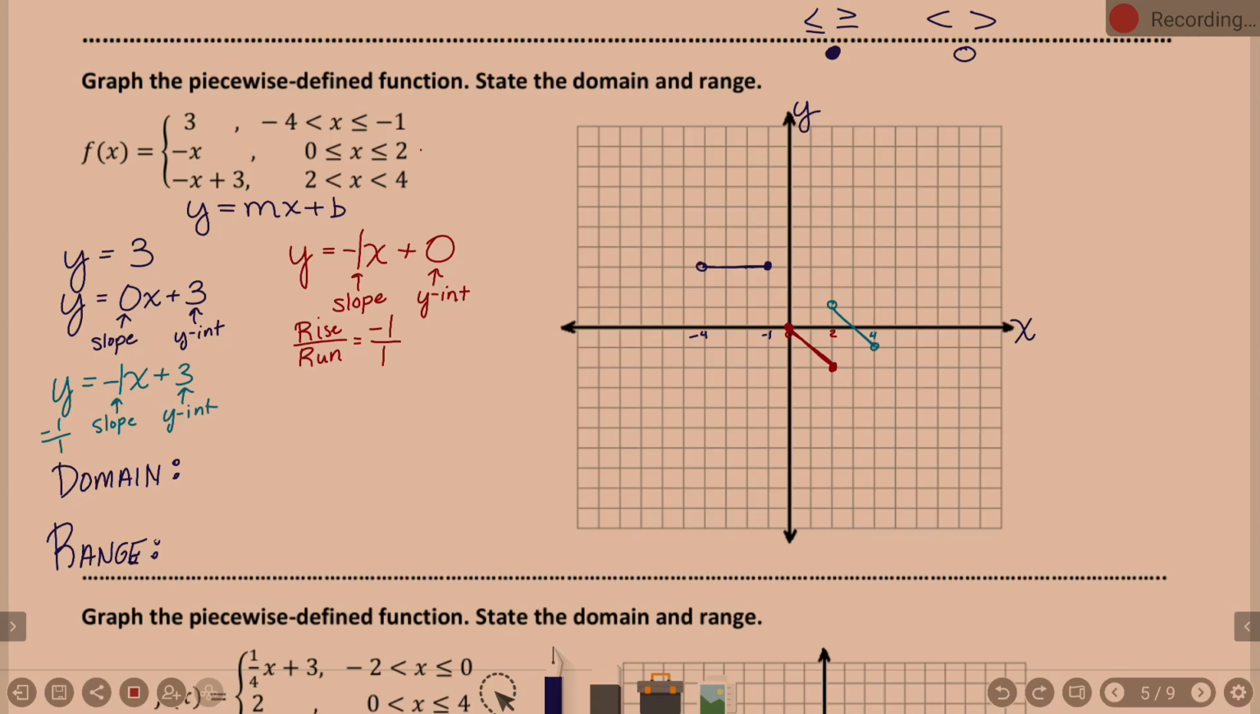Okay, ready to talk domain? What do we know about domain? It is how far the graph runs left and right. It is x values, yes? Now, there's two ways to do domain, and I'm going to make them work together.